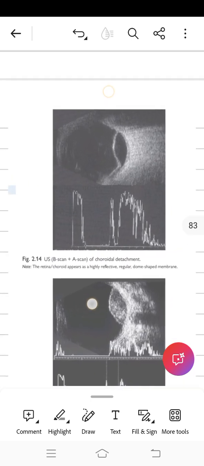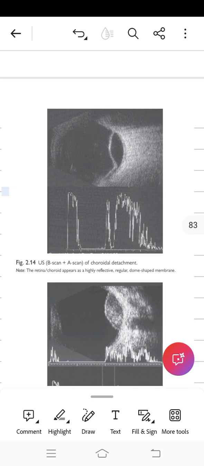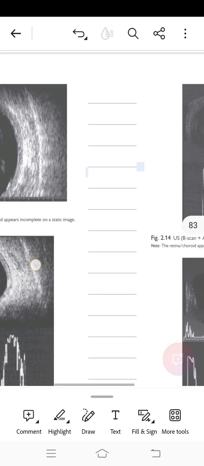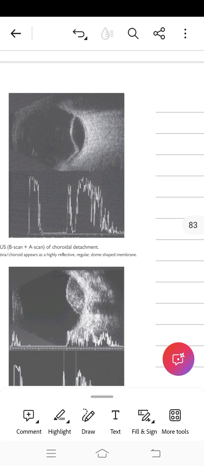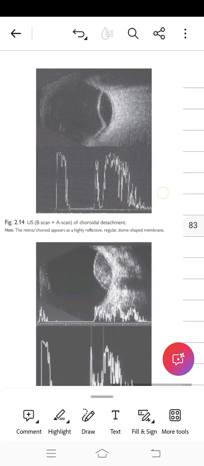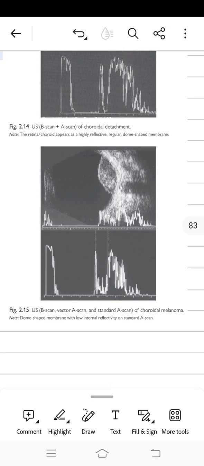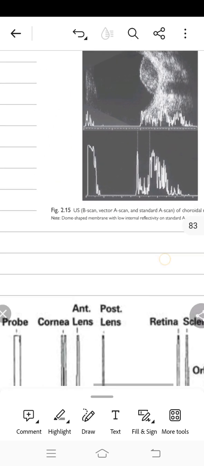Here is the ultrasound of choroidal detachment. The retina and choroid appear as a highly reflective regular dome-shaped membrane. Then we have the mass, a dome-shaped lesion with low internal reflectivity on a standard A scan. Ultrasound of choroidal melanoma.